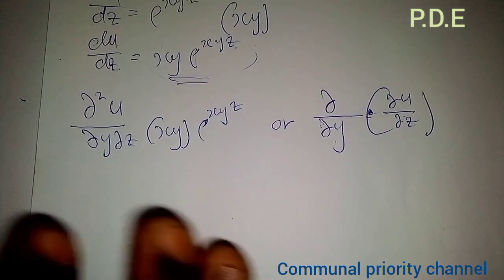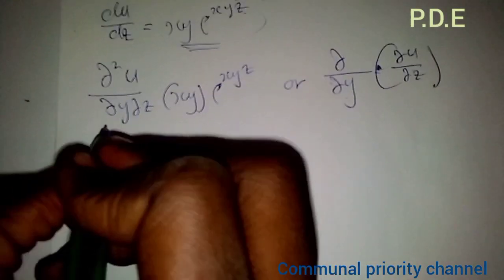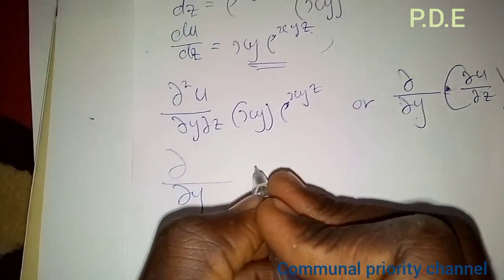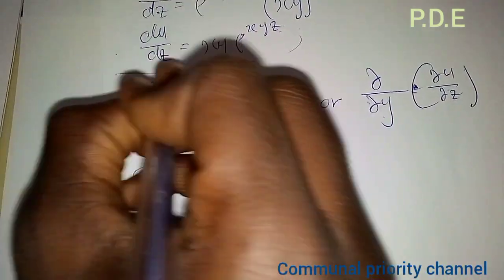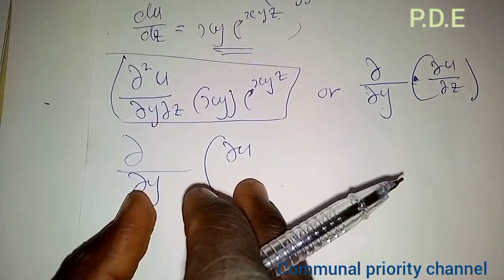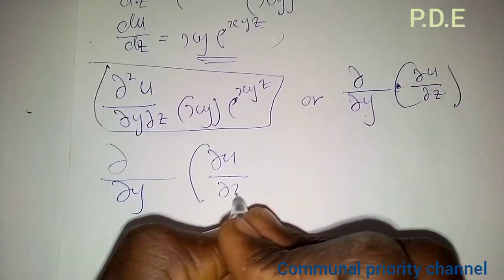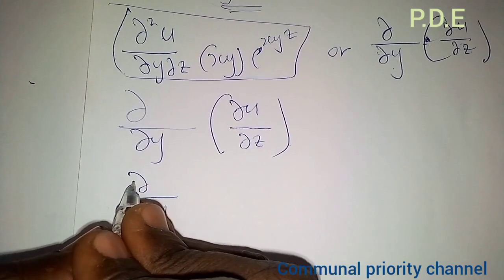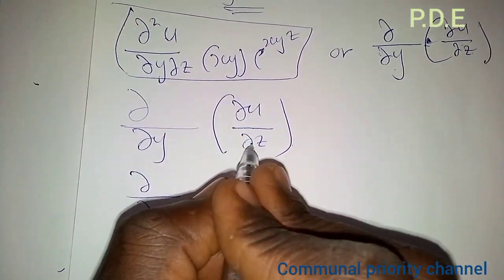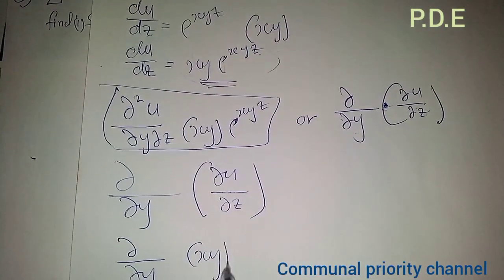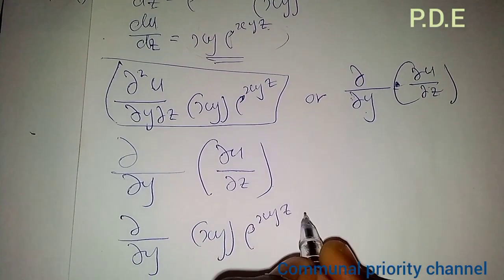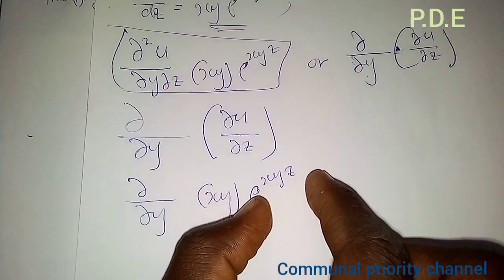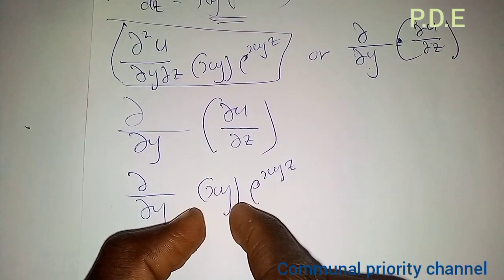So therefore, we can say our ∂/∂y of ∂u, skip this, you may be confused, skip this one, focus on this, all over ∂z, right? So therefore, our ∂/∂y will be the differentiation of what? What do we have in ∂u/∂z? It is this one. So this will be (xy)(e^(xyz)). As in the one we did in our previous video, you will keep this one as it is and differentiate this one, and next you will differentiate this one and keep this as it is.